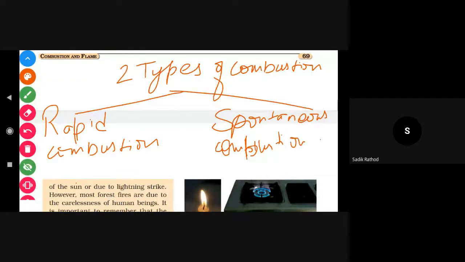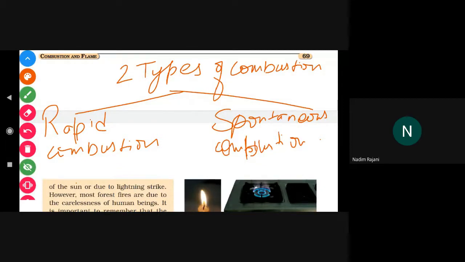Ma'am, can I read? First, tell me what is rapid combustion. Whom am I talking to right now? What is rapid combustion, Modessa?